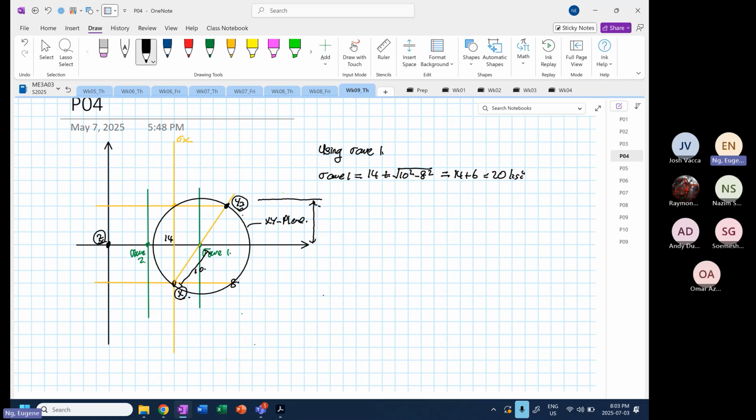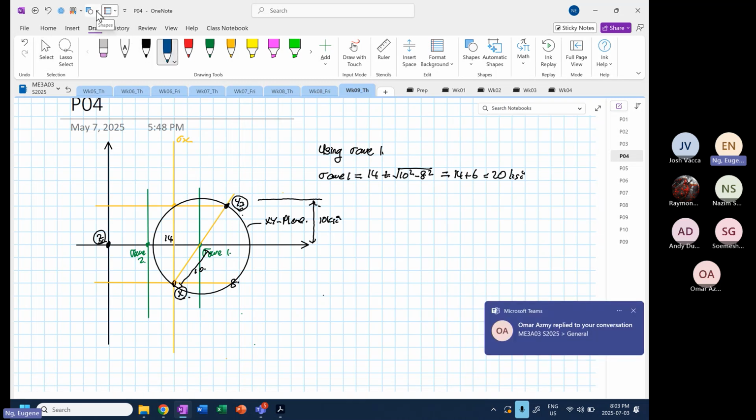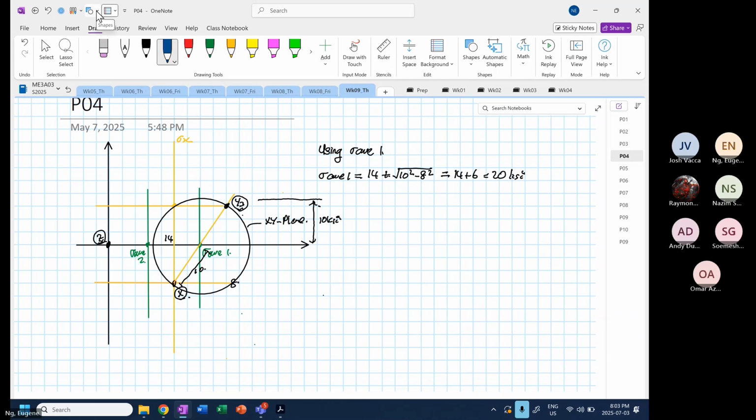From here to here, we know that this is 10 KSI. So when this is the case, this answer is not valid. It's because there is another circle that we're going to draw. So the next circle that we're going to sketch is stress average.